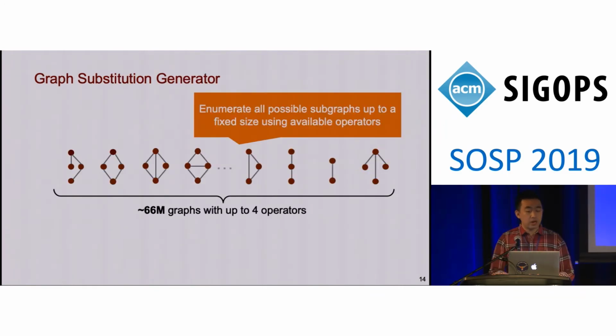And the TASO graph substitution generator will first enumerate all possible subgraphs up to a fixed size using available operators as basic building blocks. And in our evaluation, we enumerate all graphs with up to 4 operators, and this gives us 66 million different graphs. And because every substitution is just an equivalence relation between two subgraphs, one straightforward way is to compare the equivalence between every graph pair. However, this requires n-square comparisons and doesn't scale.